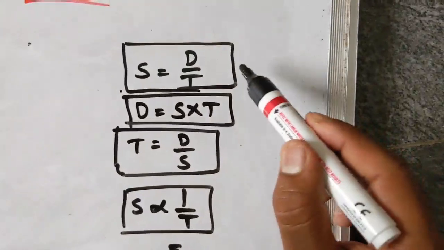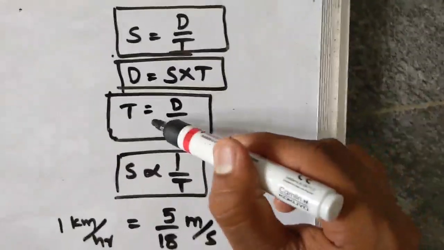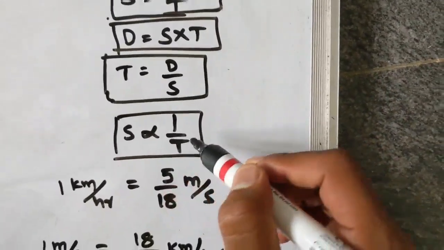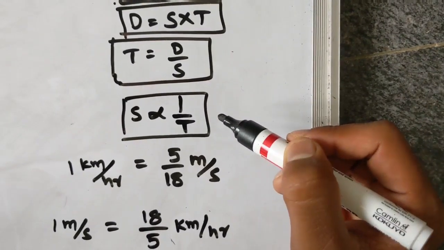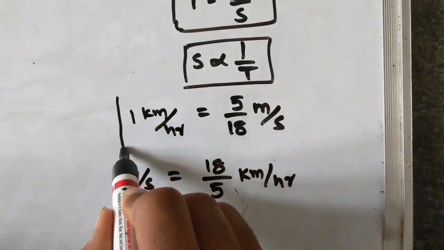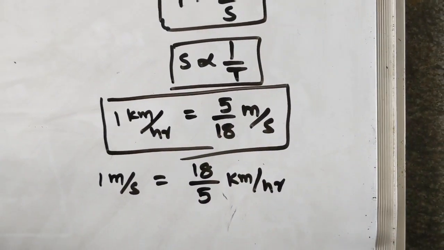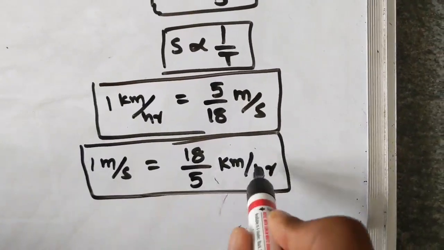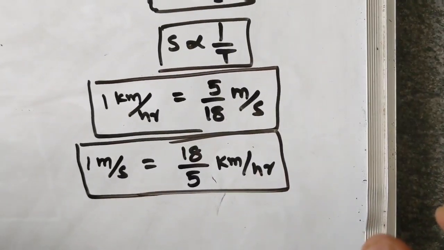Till now what we discussed is speed is equal to distance by time. From this formula, distance is equal to speed into time, and time is equal to distance by speed. If distance is constant, speed is inversely proportional to time. If one quantity increases, the other quantity is going to decrease. Now unit conversion: 1 kilometer per hour converts into 5 by 18 meters per second, and 1 meter per second is equal to 18 by 5 kilometers per hour.